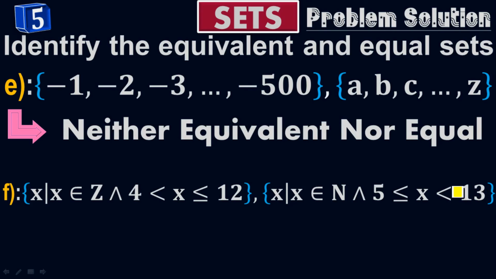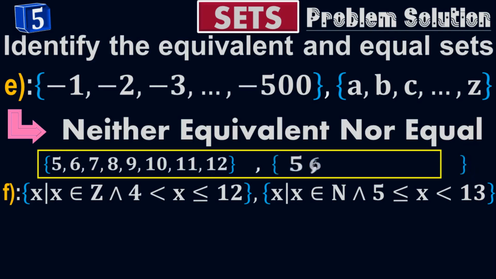You cannot say that x is less than 11 gives 11. Less than 11 will be 10. So here the starting value is 5, positive 5, and the end value is 12. Here the starting value will be 5 and the end value will be 12. So the two sets will be in this form.